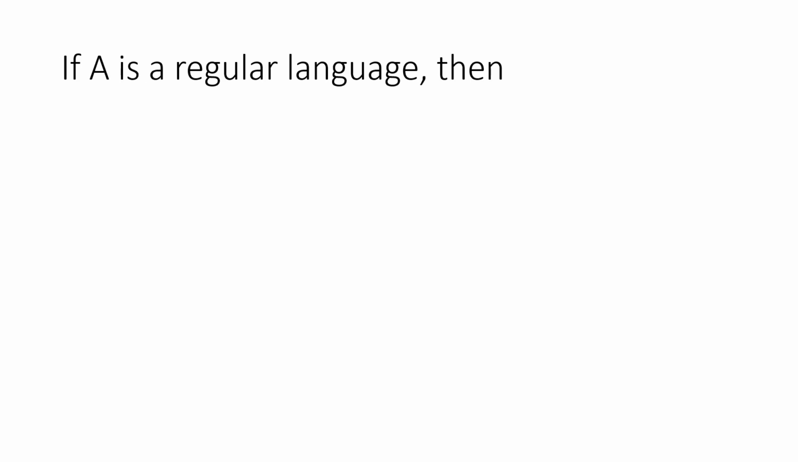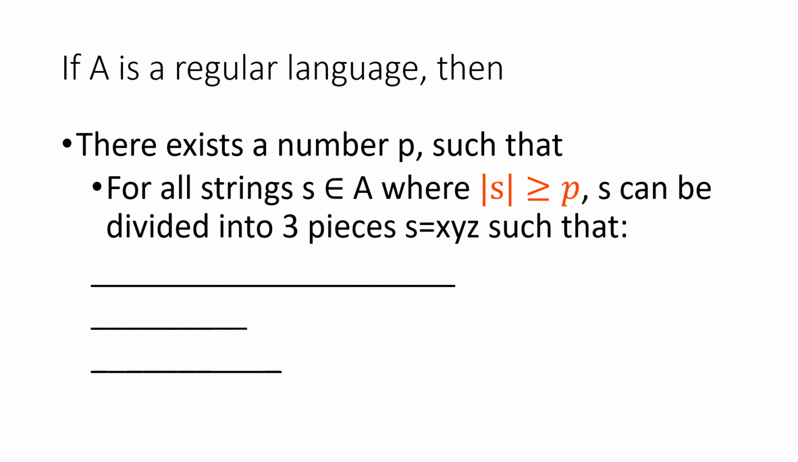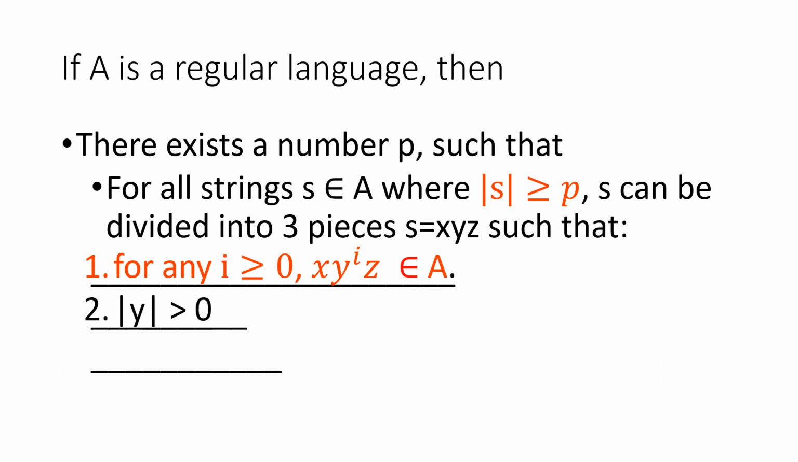If A is a regular language, then there exists a number p such that for all strings s in A where the length of s is greater than or equal to p, s can be divided into 3 pieces, x, y, z, such that: 1, for any i greater than or equal to 0, x y to the i z is in A. 2, the length of y is greater than 0. And 3, the length of xy is less than or equal to p.